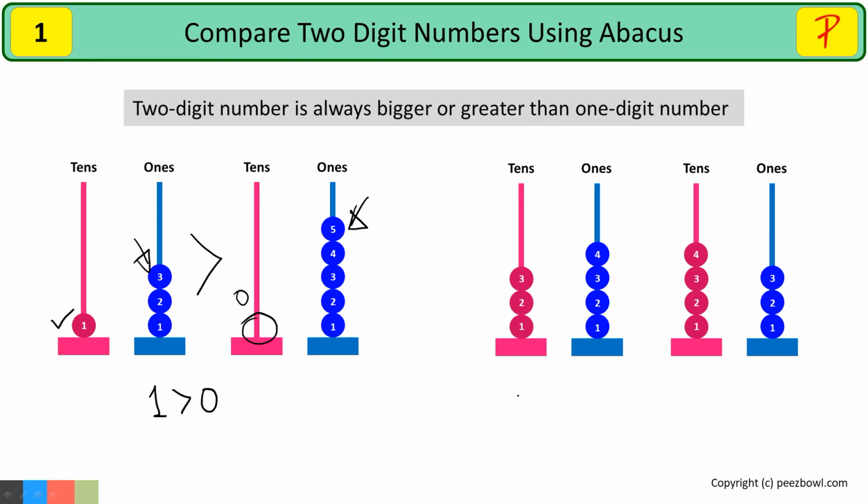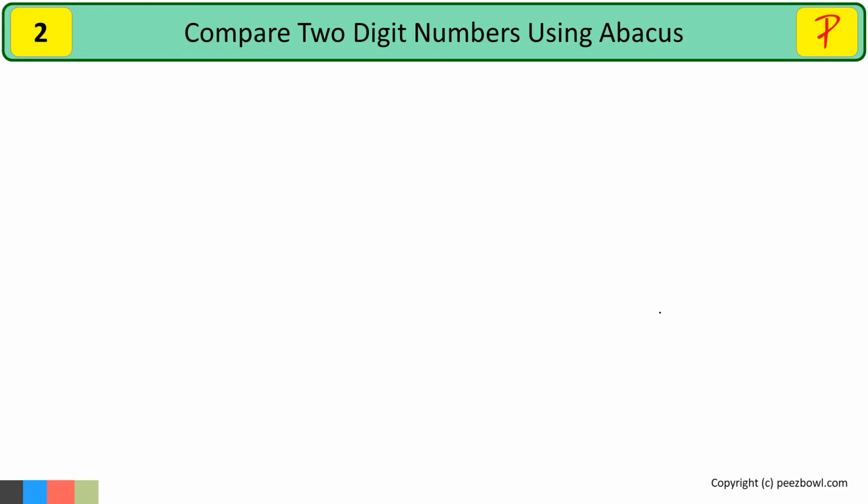In the first abacus, we have 3 at the tens place, and in the second abacus, we have 4 at the tens place. As 4 is bigger than 3, so 43 is bigger than 34. I will place an open crocodile face towards number 43. Okay. Let us take one more example.